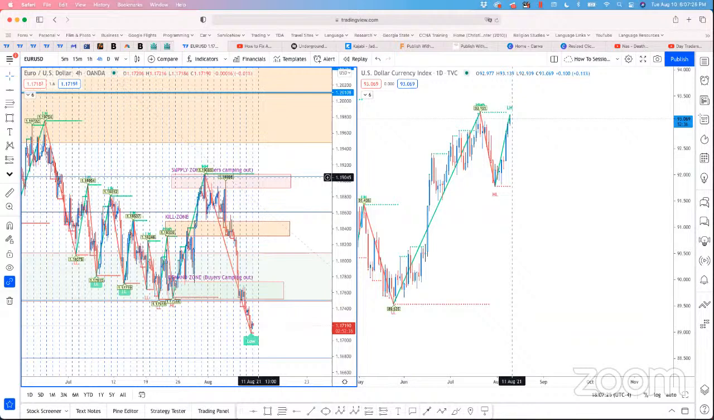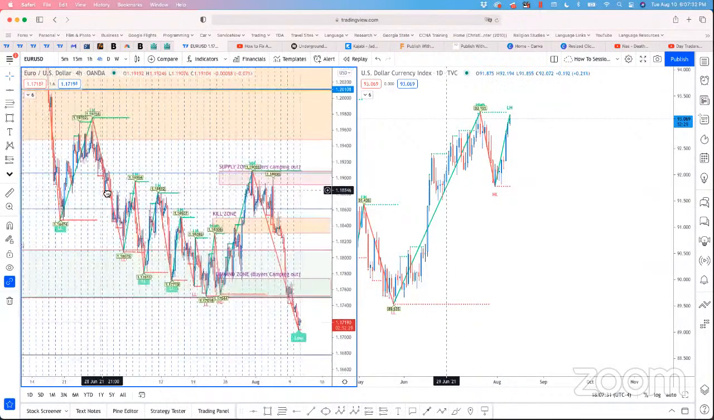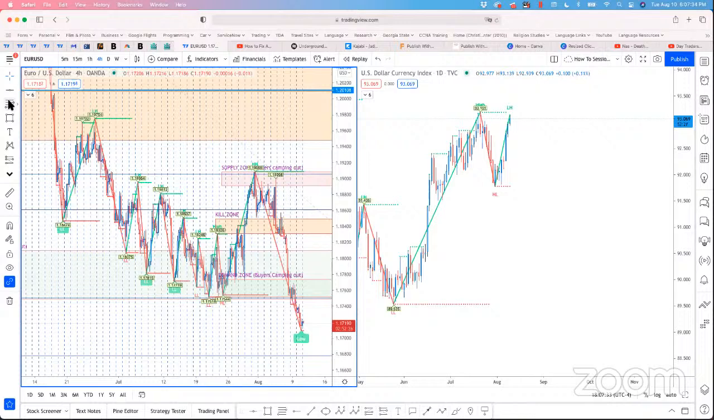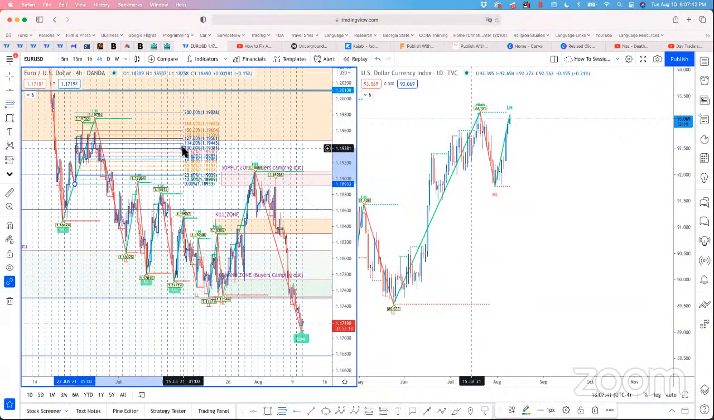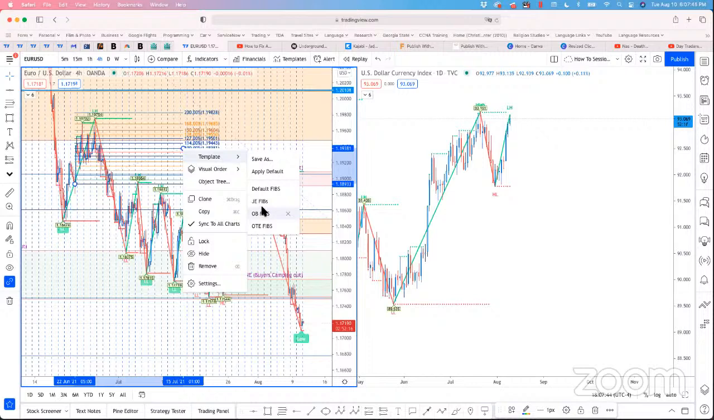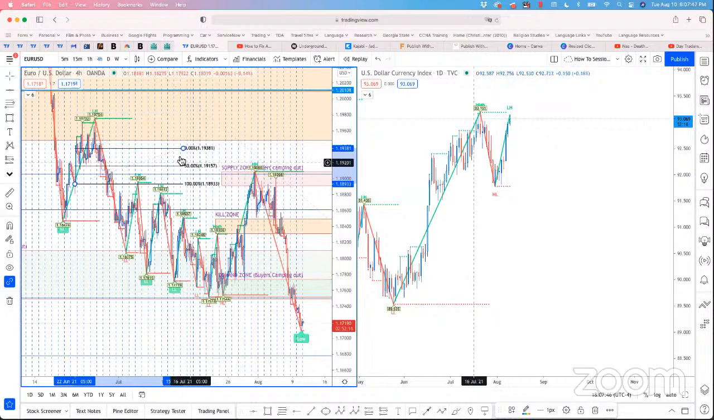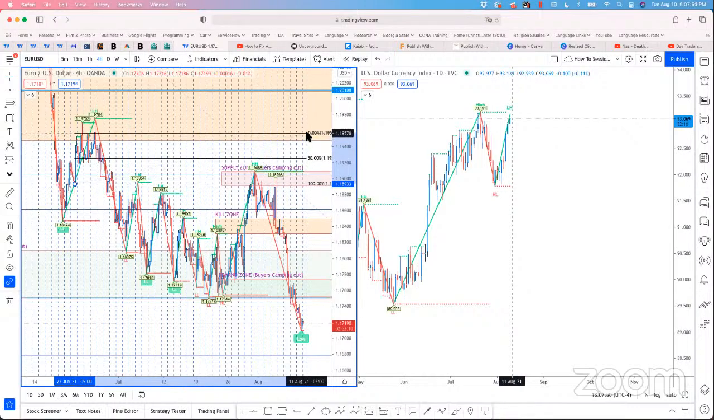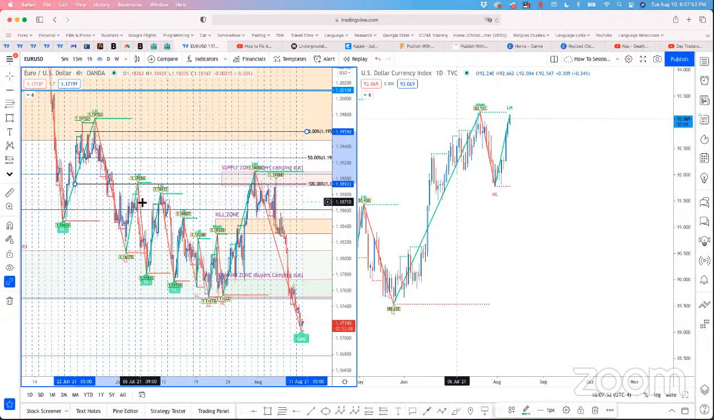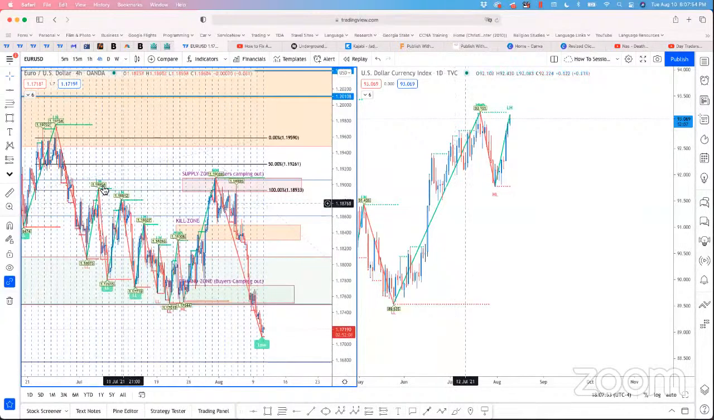Got you. But if you look at where this rejected, what you've got right here, you've got order blocks all through this area, right? So for me, I just take out all that stuff and I just know what I need to be considering in this area.